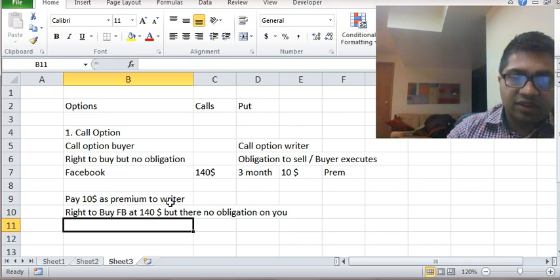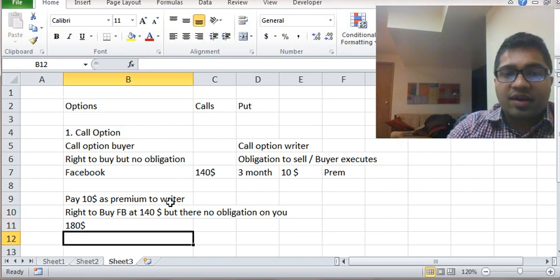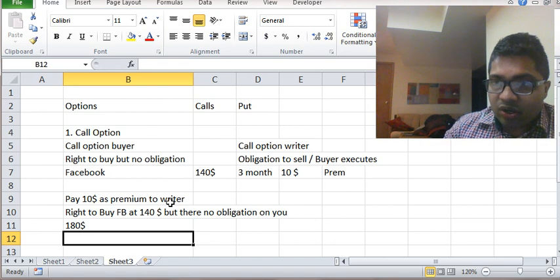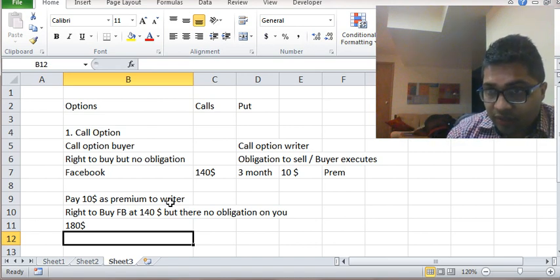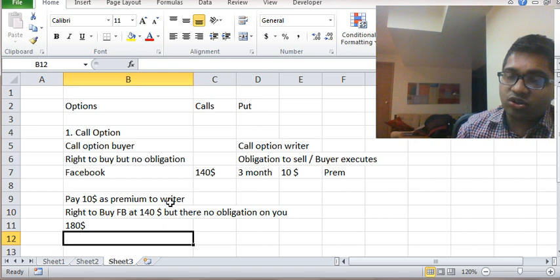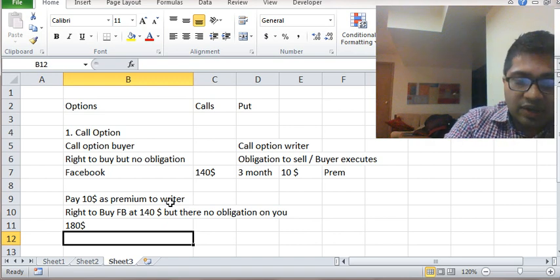Now imagine if Facebook starts trading at $180. What would happen? Everyone else in the market is buying Facebook at $180. Because of this contract that you bought, you have a right to buy Facebook at $140. Would you buy? Everyone else is buying at $180, you have the right to buy it at $140. Of course you will buy, because you're getting a better price than the market. So you execute.